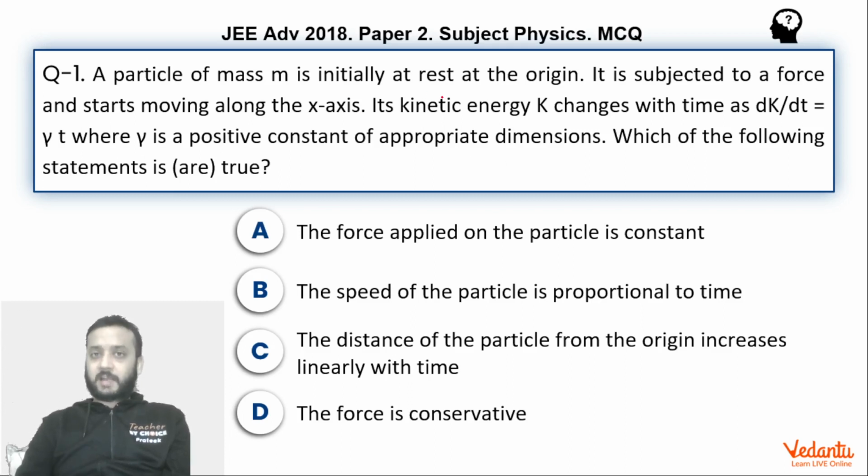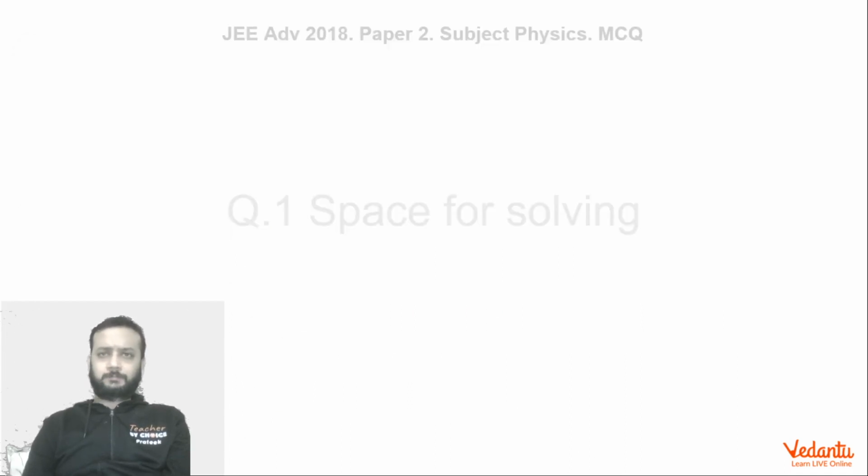There's a particle which starts from rest from origin. It moves along the x-axis, and the kinetic energy of the particle is changing according to the law dK by dt equals gamma t, where gamma is some positive constant. So we have to comment upon the nature of the force, whether the force acting is constant, how is the variation of the speed with time, how is the variation of distance with time. So basically we have to talk about these things. So let's do this question.